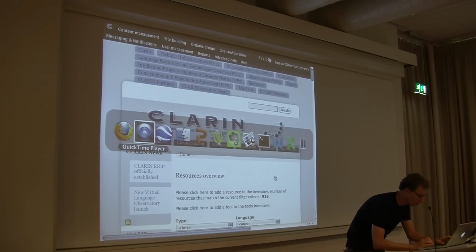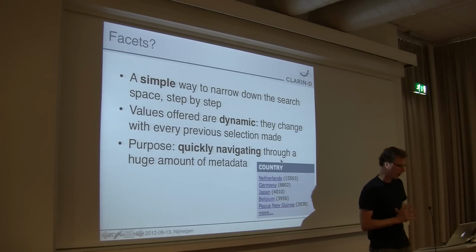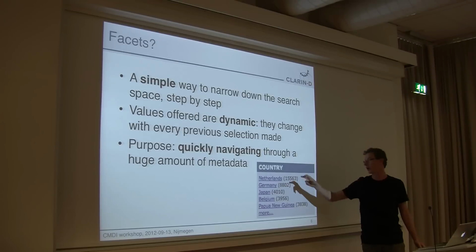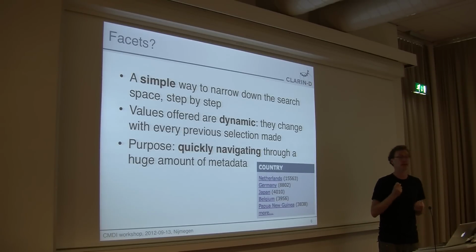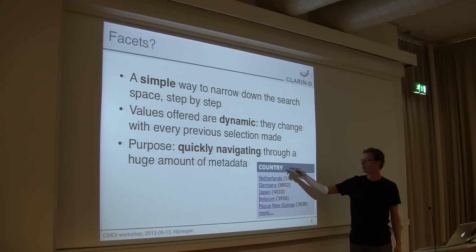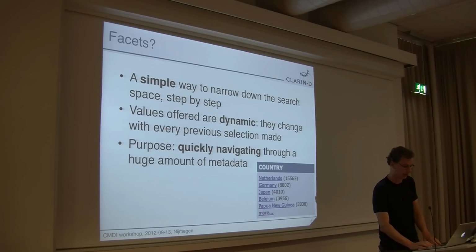So back to the real solutions, and that's indeed CMDI. As said already and demonstrated with these facets, they are a simple way to narrow down the search space. The values offered here are dynamic, so you only get values that really exist. If you, for instance, first select for modality spoken, then the list of countries will be restricted only to those countries which have metadata records for which there exist spoken language resources. The purpose is quickly navigating through a huge amount of metadata. I think that's already made clear.